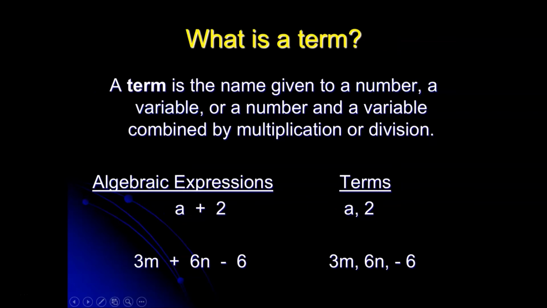What is a term? A term is the name given to a number, a variable, or a number and a variable combined by multiplication or division. In the algebraic expression a plus 2, there are two terms, a and 2. While in 3m plus 6n minus 6, there are three terms: 3m, 6n, and negative 6.